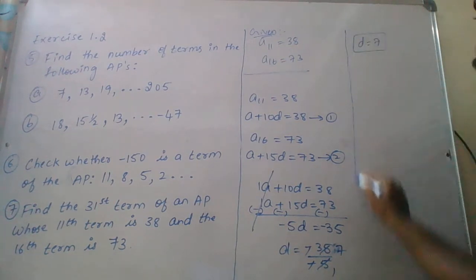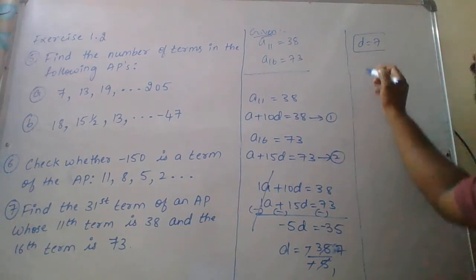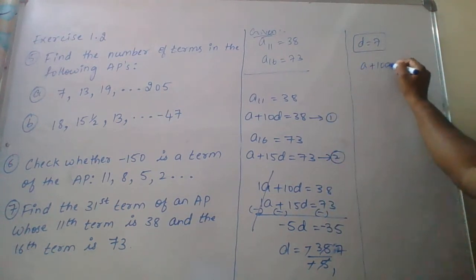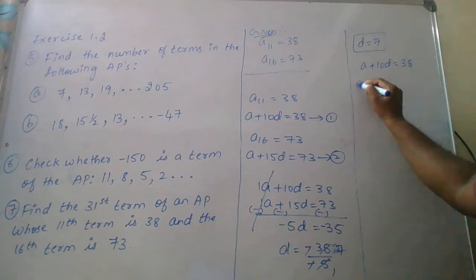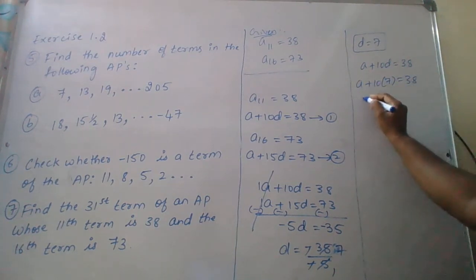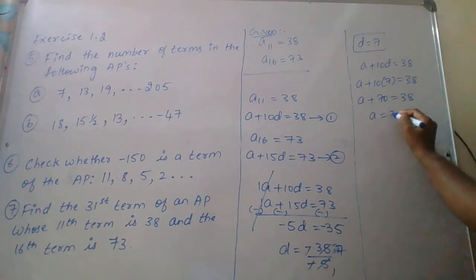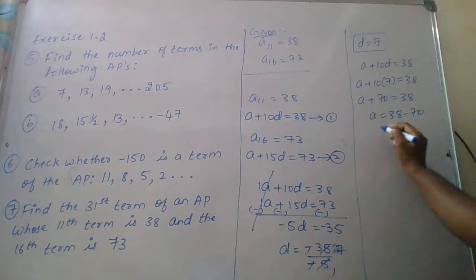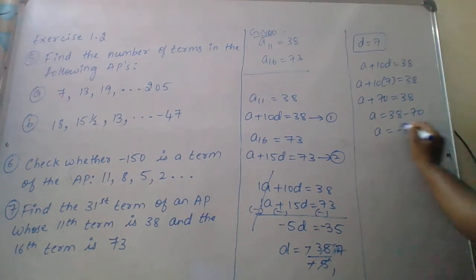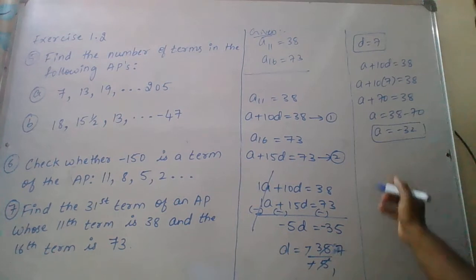Once you get the value of D, what do we do? Take any one which you wish. I'll take the first one itself. A plus 10D is equal to 38. A plus 10 times 7 equals 38. So A plus 70 equals 38. Therefore, A is equal to 38 minus 70, which implies A is minus 32. You got the value of A. Now you know the value of A, you know the value of D. You can do whatever is asked.